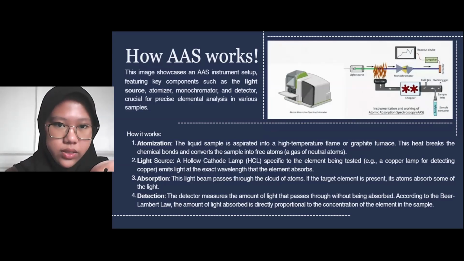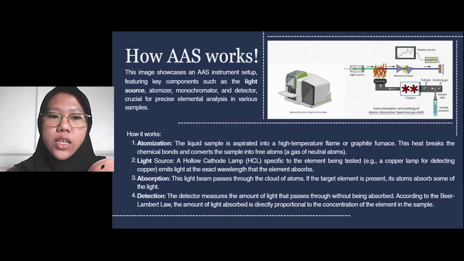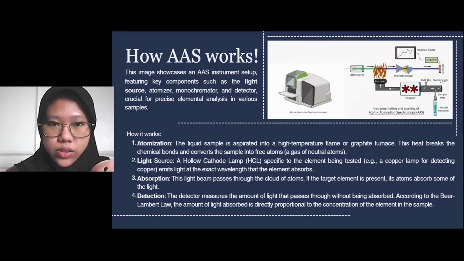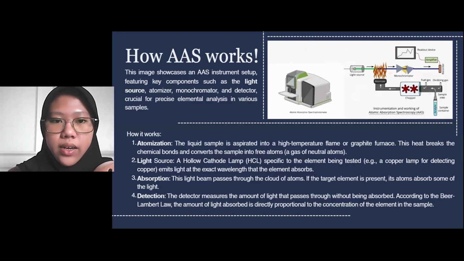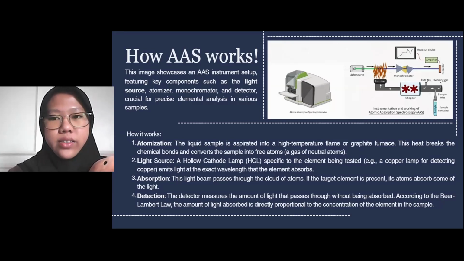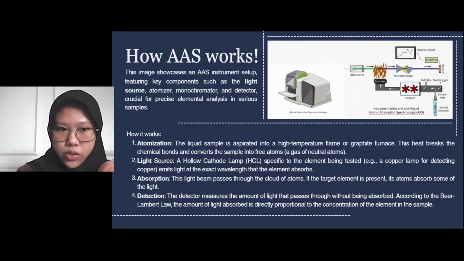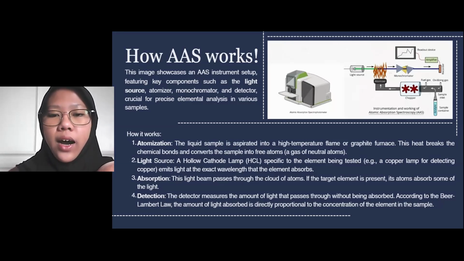How AAS works. The image on the right showcases an AAS instrument setup featuring key components such as the light source, atomizer, monochromator, and detector, crucial for precise elemental analysis in various samples. The process works through, one, atomization, where the liquid sample is aspirated into a high temperature flame or graphite furnace. This heat breaks the chemical bonds and converts the sample into free atoms, or a gas of neutral atoms.